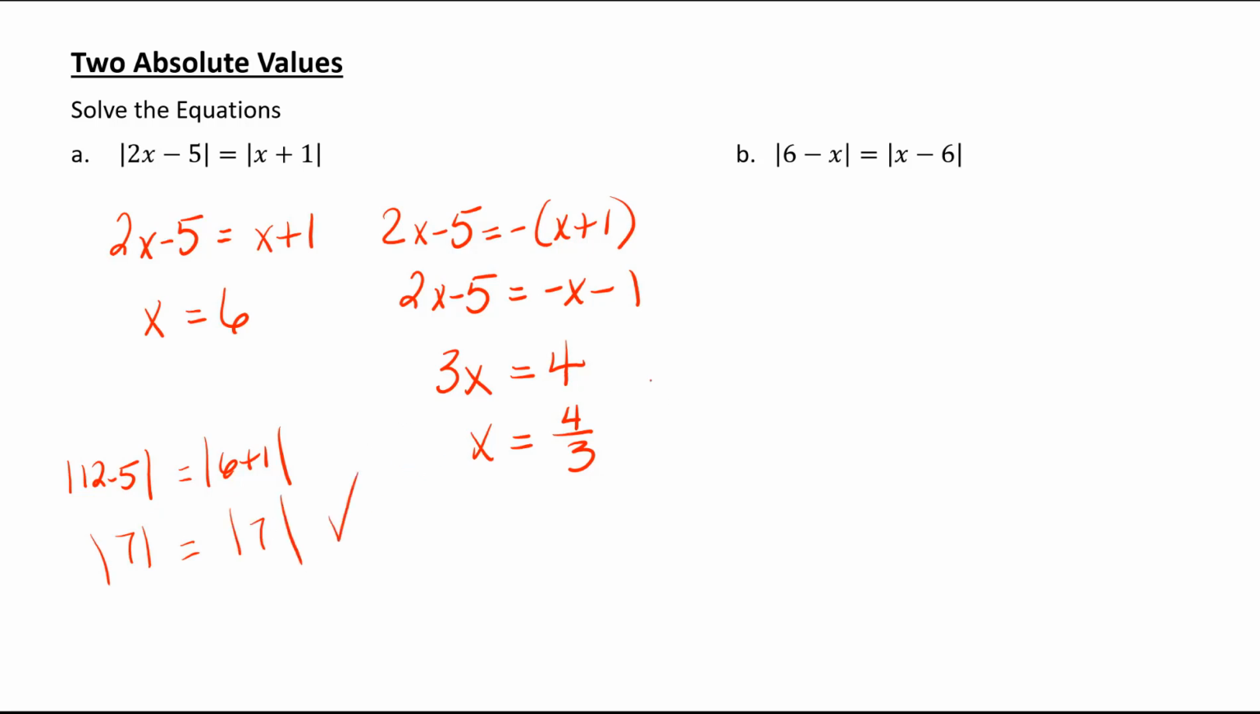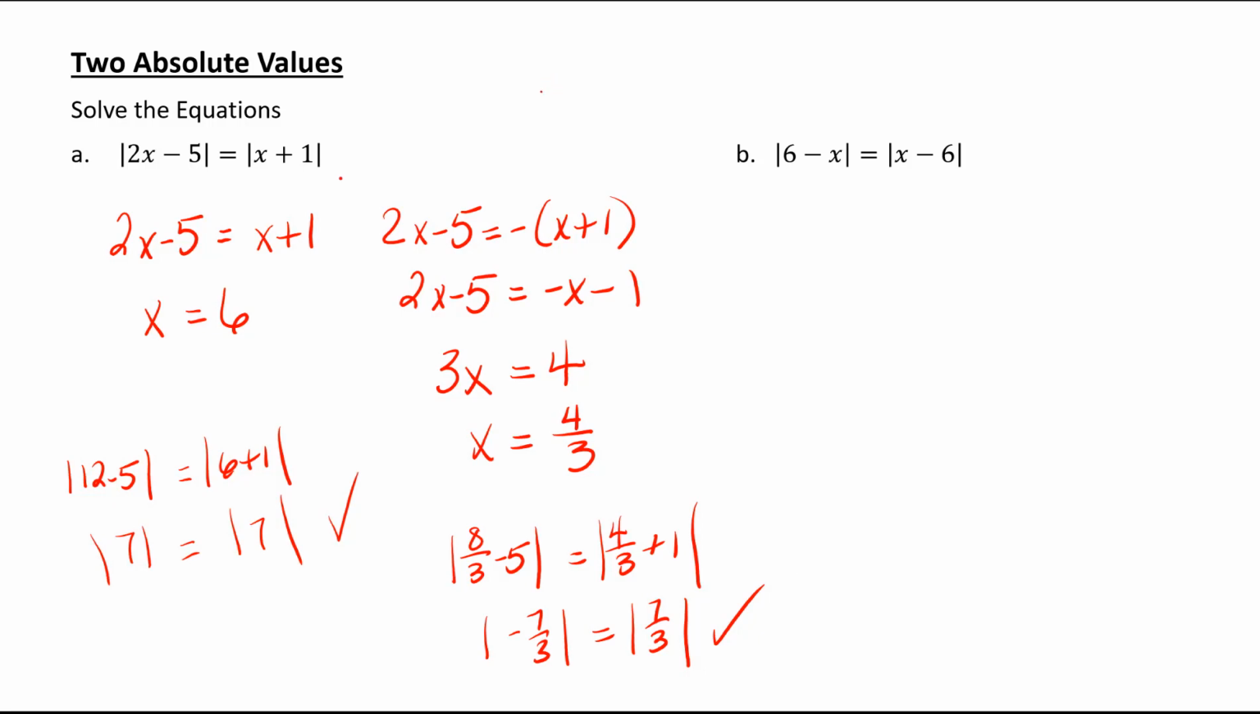So yeah, that works. 4/3, if you put that in, you're going to have the absolute value of 8/3 minus 5 is equal to the absolute value of 4/3 plus 1, and 8/3 minus 15/3 is going to be negative 7/3, and 4/3 plus 3/3 is 7/3. So you can see that in that case the two quantities are opposite, but their absolute values are definitely equal.